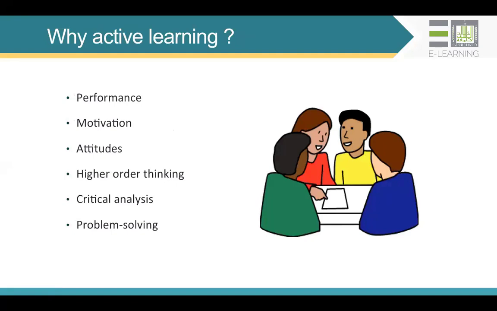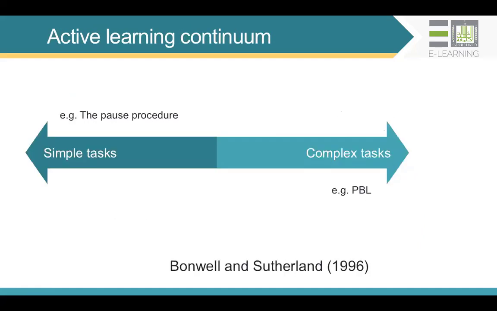The evidence suggests that engaging students in a class through active learning approaches is linked to improved student performance, motivation, and attitude. Additionally, it improves higher order thinking, critical analysis, and problem-solving skills. Active learning methods range on the continuum from simple tasks that can be incorporated into traditional lectures to complex tasks that are of longer duration and might require the whole class period or even longer, such as problem-based learning. We will go through the examples of active learning methods in a minute.